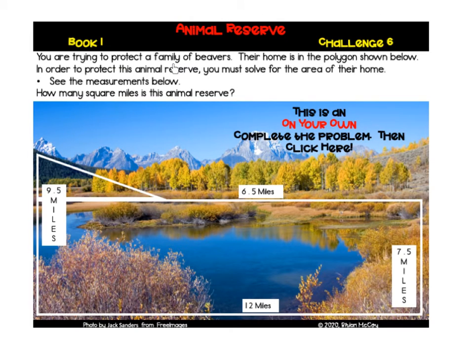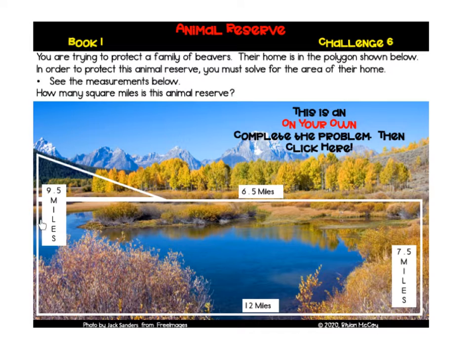You are trying to protect a family of beavers. They live in this lake right here. That is beautiful. Look at that mountain over there. Nice scenery. Their home is in the Polygon area shown below. In order to protect this animal reserve, you must solve for the area of their home. See the measurements below and how many square miles are in this animal reserve.